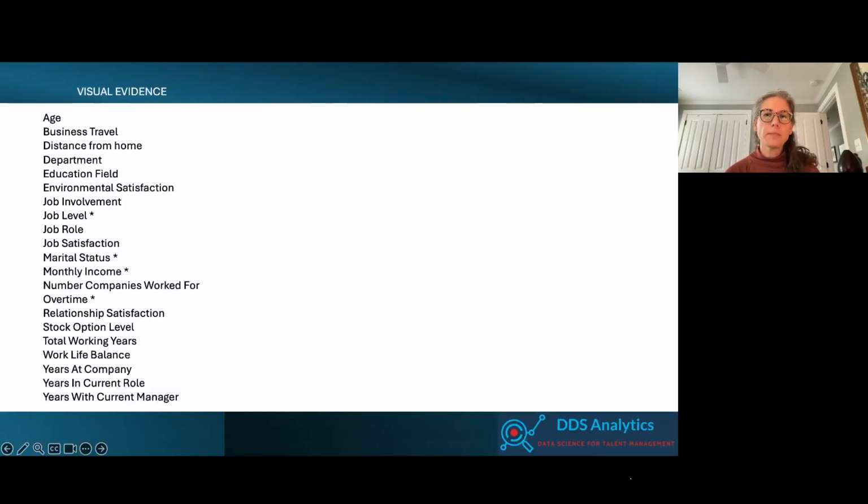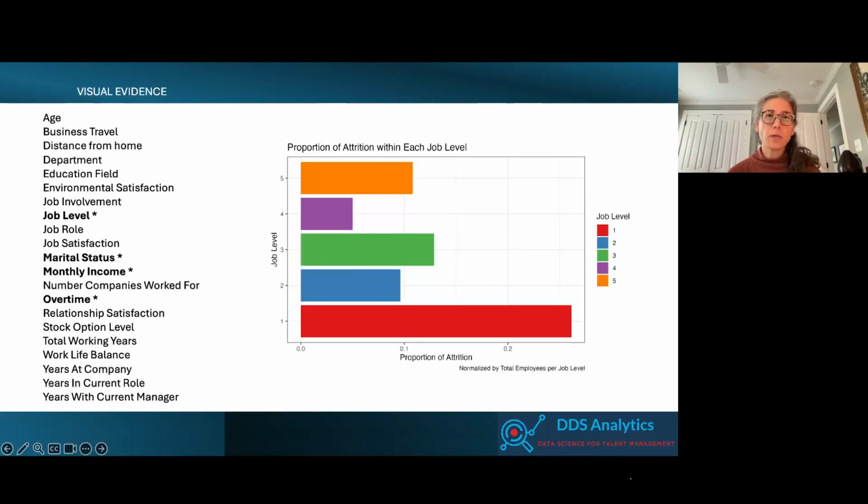So I started by plotting each variable to compare the attrition groups, and the variables listed seem to show differences in these populations, particularly these 4. And for example, let's look at the proportion of attrition in each job level. If we look at job level 1, the red bar at the bottom, over a quarter of the employees in job level 1 leave the company. And this is 13% higher than any other job level.